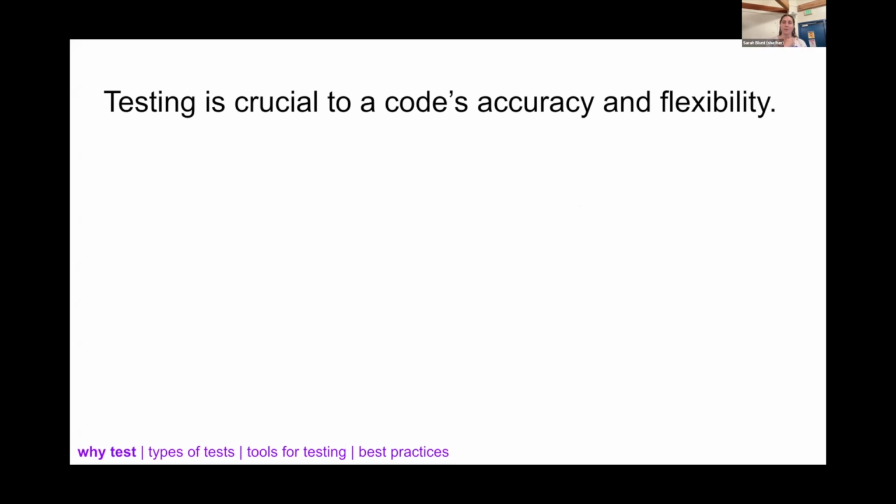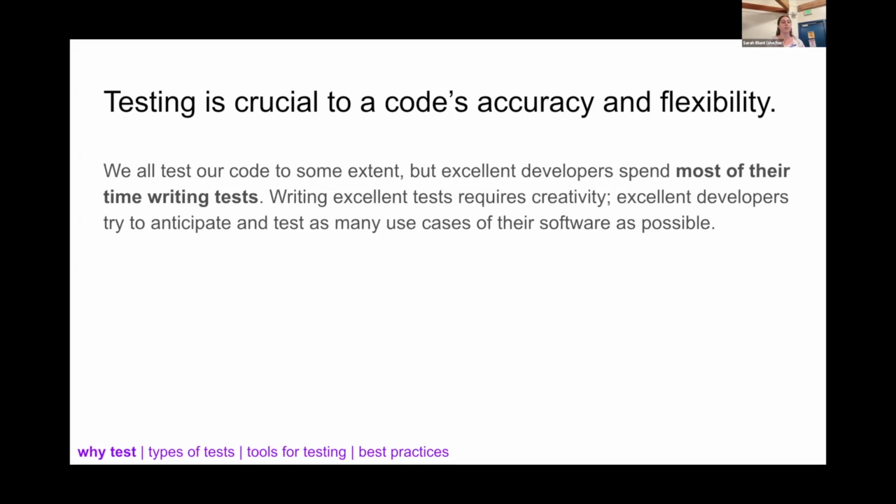So let's start off with some motivation about why we might test code. Testing in general is crucial not only to a code's accuracy, but also to its flexibility. So we all write tests to some extent. Generally, whenever you write code, you'll run it and see that it produces an output that you expect. But I think the difference between how default software development is done in astronomy and professional level software development is the amount of time and effort spent developing tests.